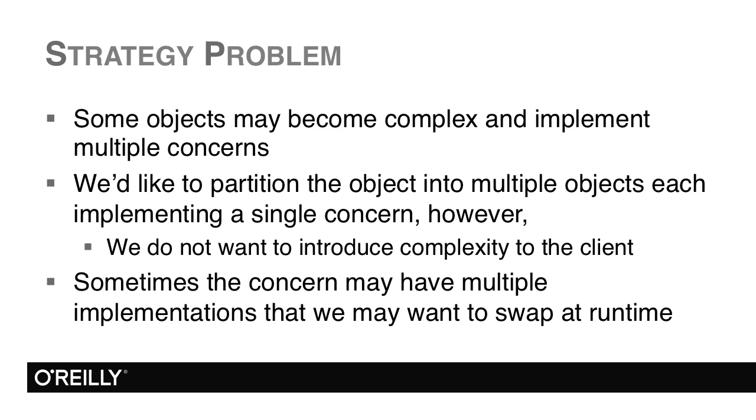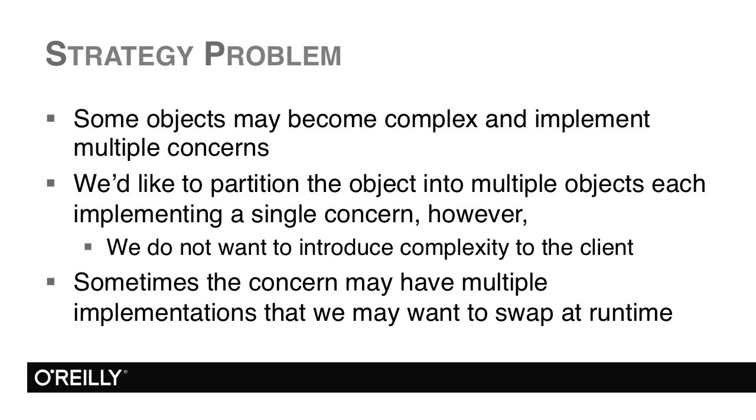So let's finally summarize the strategy and make sure that we know it at a slightly more abstract level. So the problem is that some objects may become very complex and implement multiple concerns. And sometimes it's desirable to partition the object into multiple objects, each implementing a single concern. However, we have to be careful so we don't introduce complexity to the client.